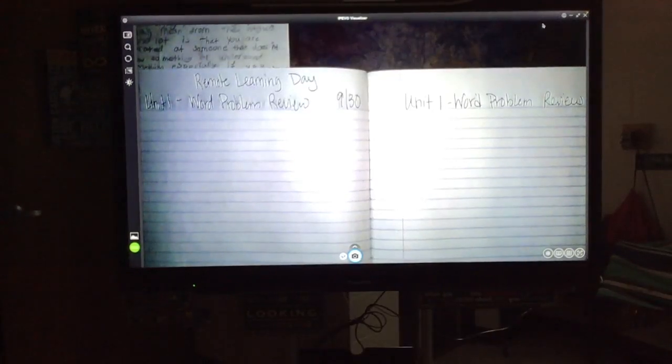Because obviously you need to be looking at the questions to annotate them, or how you annotated them, and then you also need to have your notebook with your work in it.